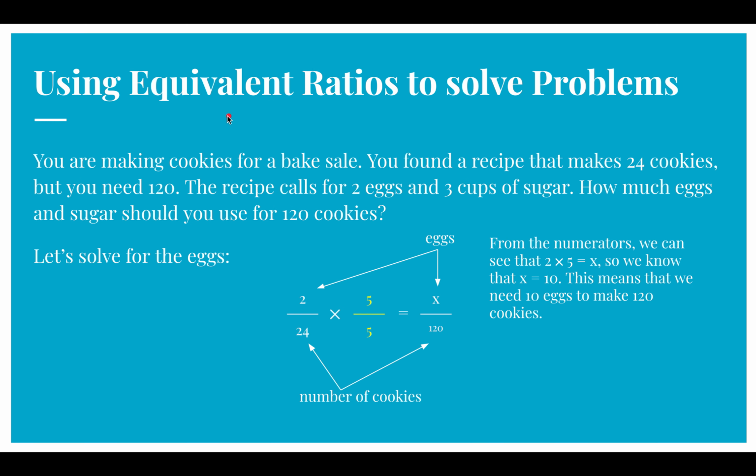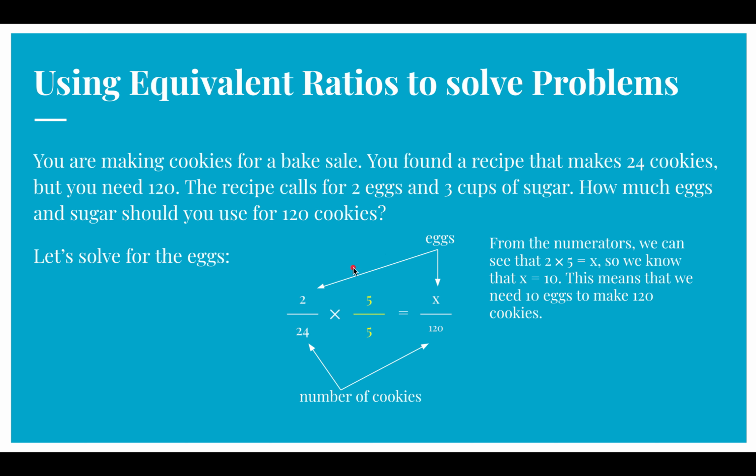Using equivalent ratios to solve problems. You are going to make cookies for a bake sale, and you found a recipe that makes 24 cookies, but you need 120. This recipe that makes 24 cookies calls for 2 eggs and 3 cups of sugar. So, how many eggs and sugar do you need for 120 cookies?